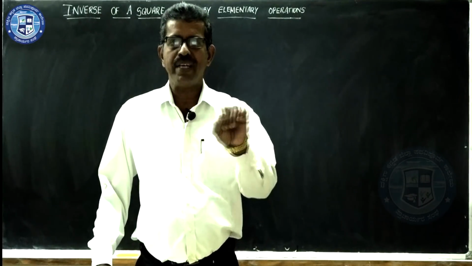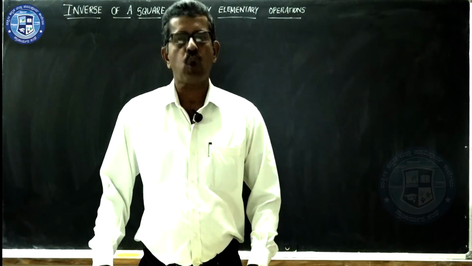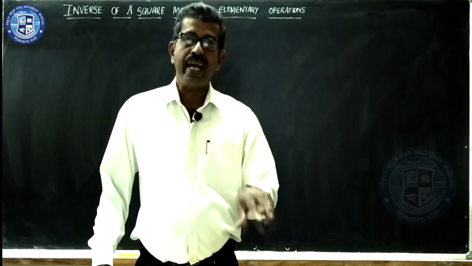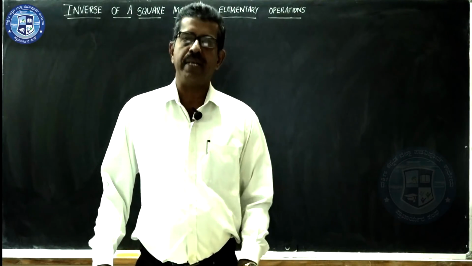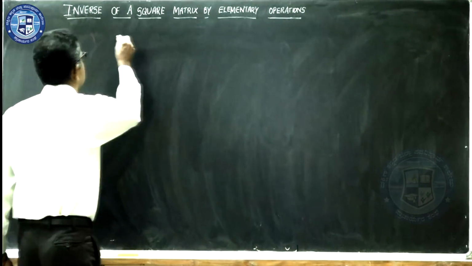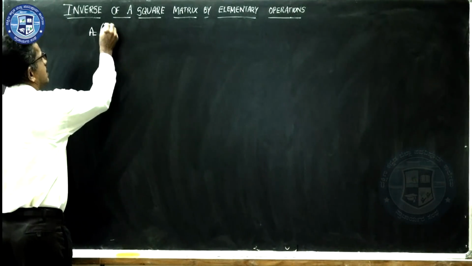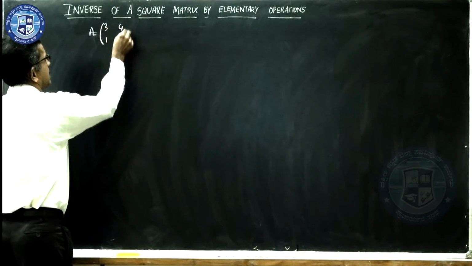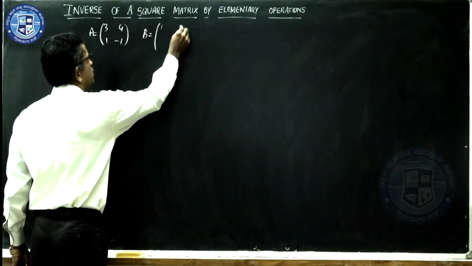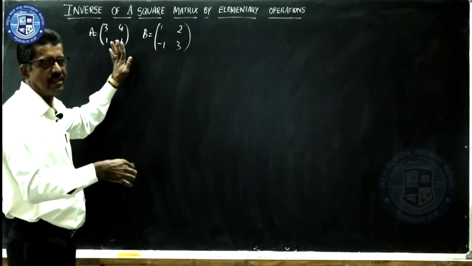So, we need to have a basic knowledge regarding whenever you apply elementary row operation for the product of two matrices, for which matrix it has to be applied. See, for example, I will just begin with a simple example. Let me assume that A is equal to 3, 4, 1, minus 1. B is equal to 1, 2, minus 1, 3. I will take two simple matrices.